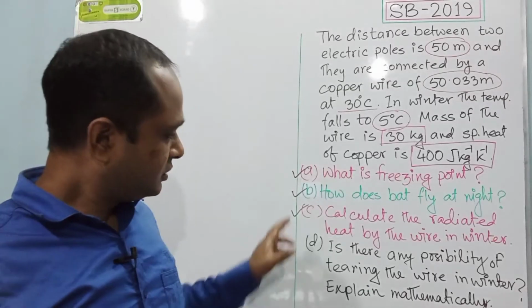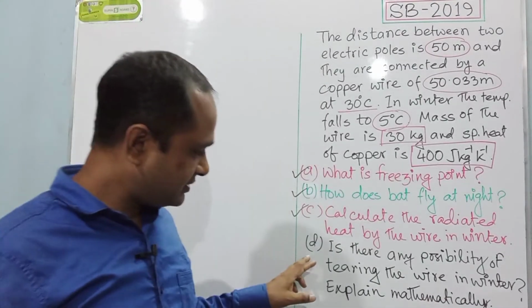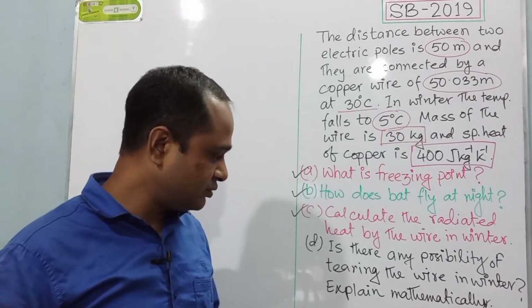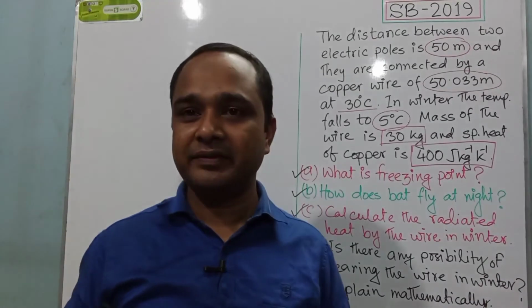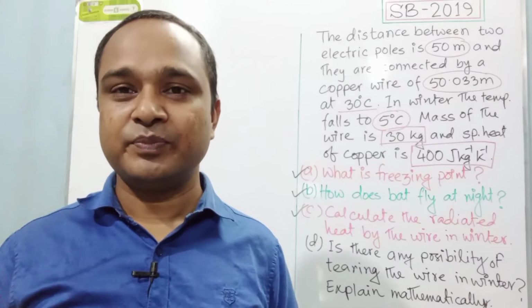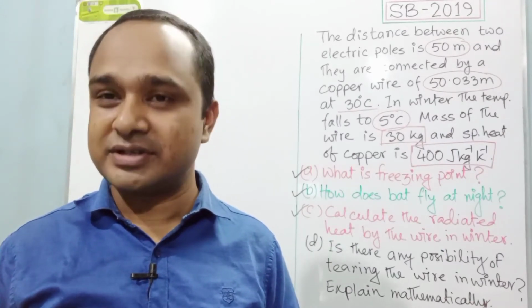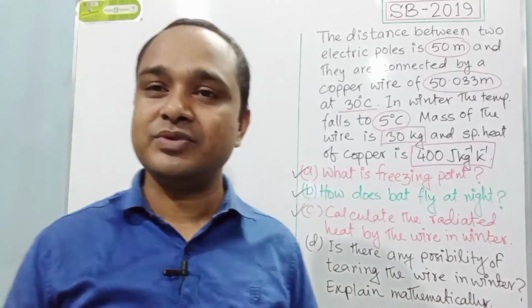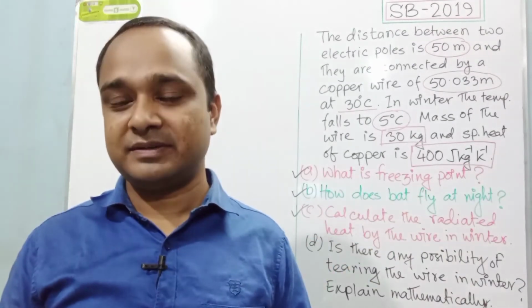Now we are going to solve our last question. In the question they said, is there any possibility of tearing the wire in winter? Explain mathematically. So we have to give a mathematical explanation of whether the wire will tear or not in winter. To answer this question, first we have to calculate the final length of the wire in winter.